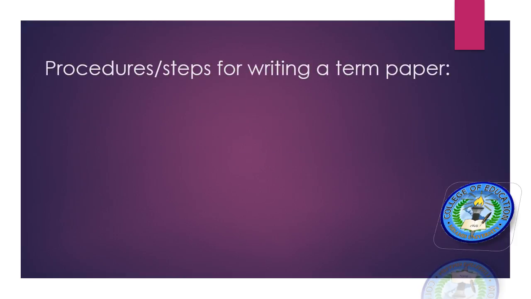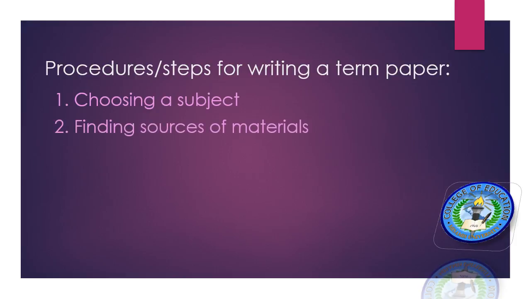So here are the procedures or steps for writing a term paper. First, choosing a subject. When we choose a subject, you should be specific. You should focus on a single area, as I've said earlier. Then the next one, finding sources of materials. When finding sources of materials, it concerns books, journals, and maps, if you are to have research about the geography or the geographical background in a certain locality. So let us say maybe Osami City.